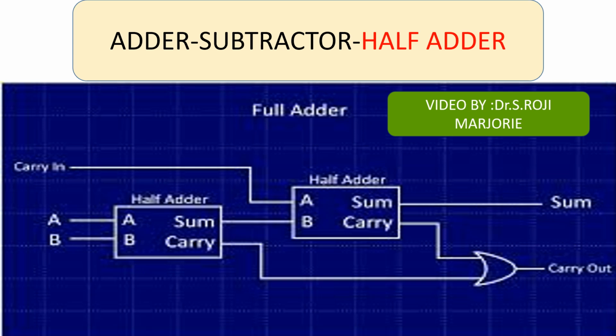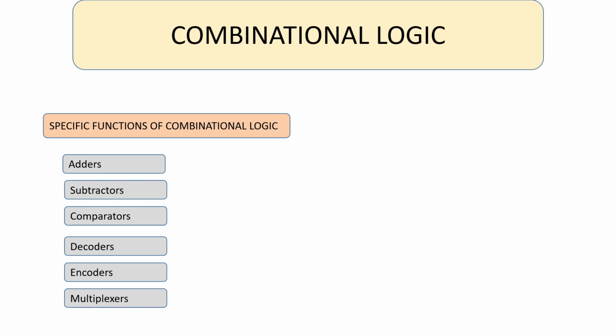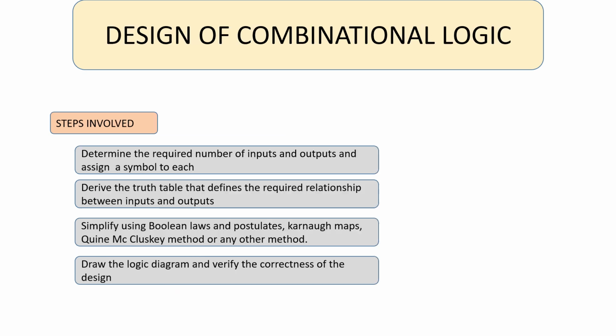A digital computer has many combinational logic circuits. The main among them are the adder and the subtractor. In this presentation, we'll see the design and the implementation of the basic adder, the half adder circuit. Some specific combinational logic circuits are adders, subtractors, comparators, decoders, encoders, and multiplexers.